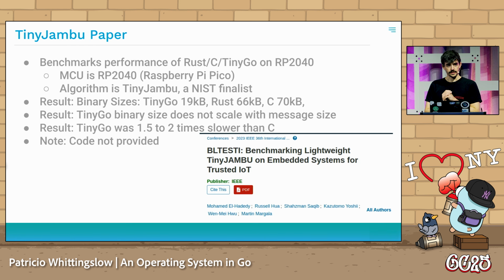The authors found that the Go executable being generated by TinyGo was 3.5 times smaller than the ones generated by Rust and C. It also found that the performance of TinyGo was 1.5 to 2 times slower. That said, they used algorithms they themselves implemented, translated from C, and do not provide the code as far as I could tell, nor could I find it on GitHub. Sus.